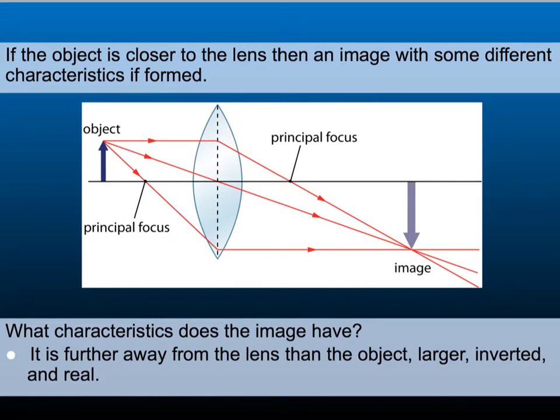Okay, so if you had a go at that, you should have found that your diagram looks something like this. If the object is closer to the lens, then the image will have different characteristics. The characteristics that this image has are that it's further away from the lens than the original object. It's larger, it's inverted, so it's upside down, and it's also real because we can place a screen there to focus our image.